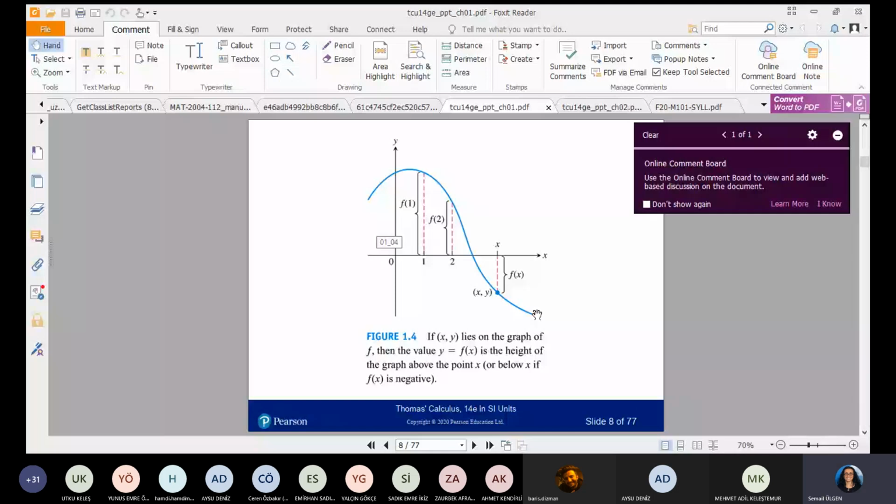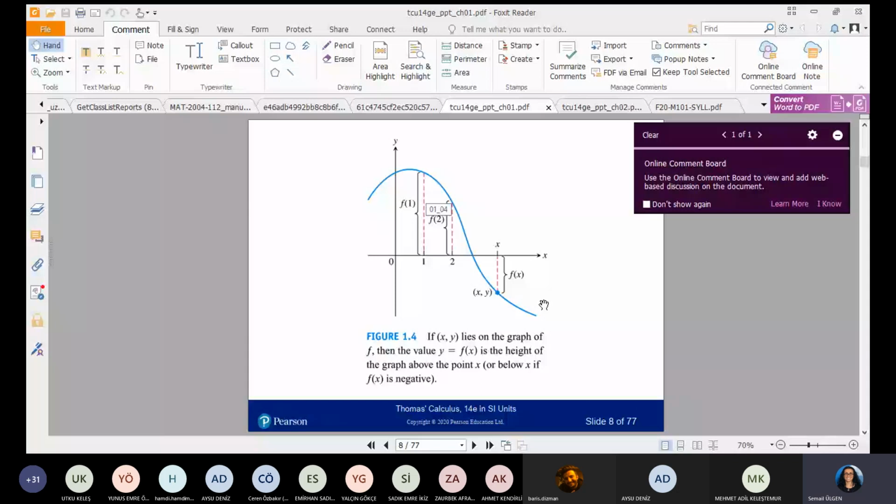Okay, so how do we understand that graph? For example, at x is equal to 1, f of 1 is going to give you the height of this graph. At x is equal to 2, f of 2 is going to give you the height of that graph. At x is equal to x, this is the height of that graph, but it goes to the negative values. That's how we draw the graphs.